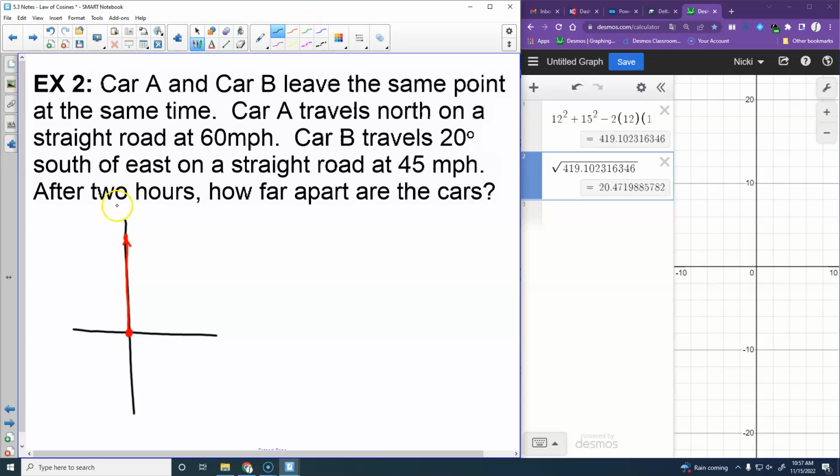Okay? Car B travels 20 degrees south of east. So we need to know our directions. North, south, west is over here, east is over here. And we're going 20 degrees south of east. East is the main direction. You're going 20 degrees to the south of that. It would look like this. And that angle right there would be 20 degrees.